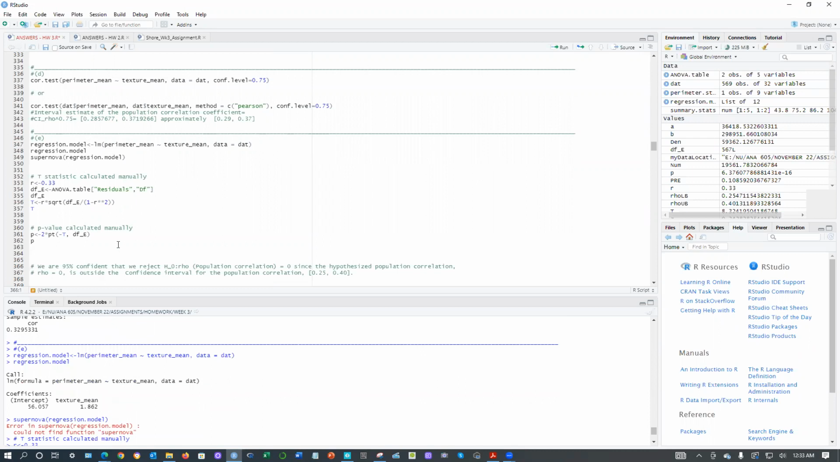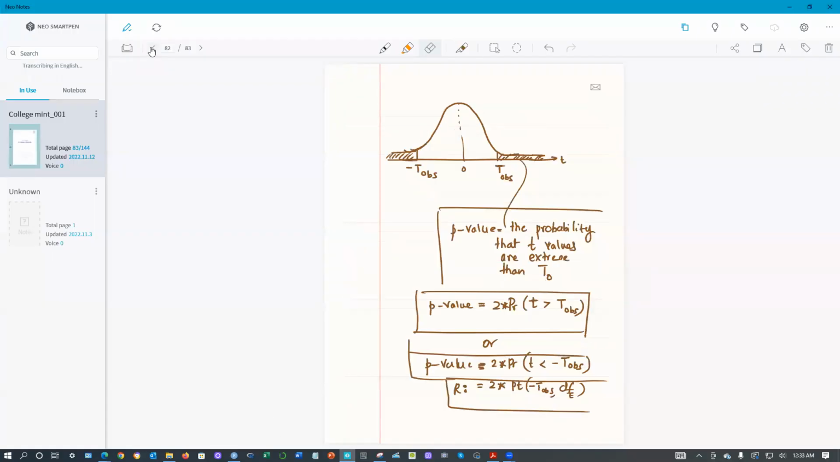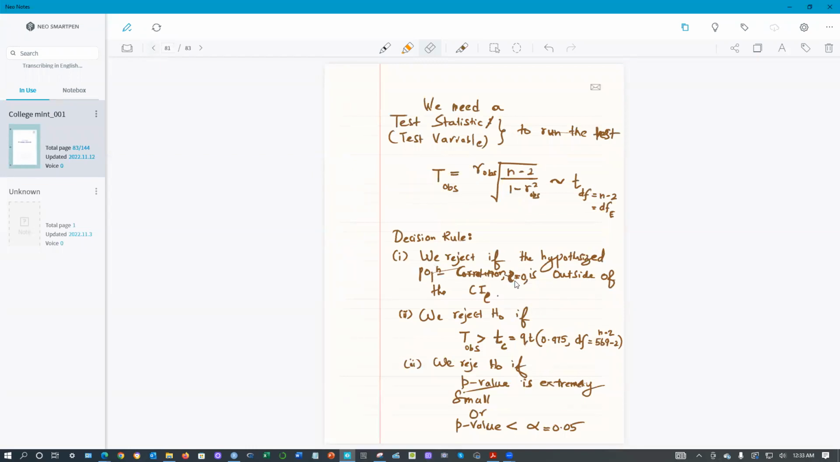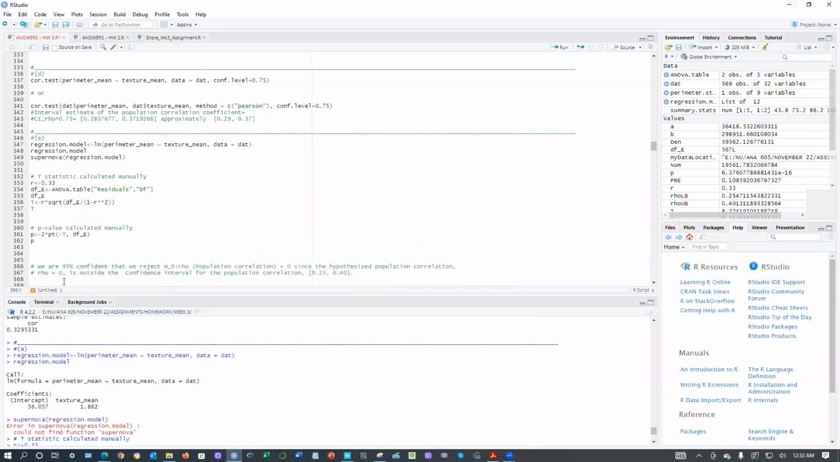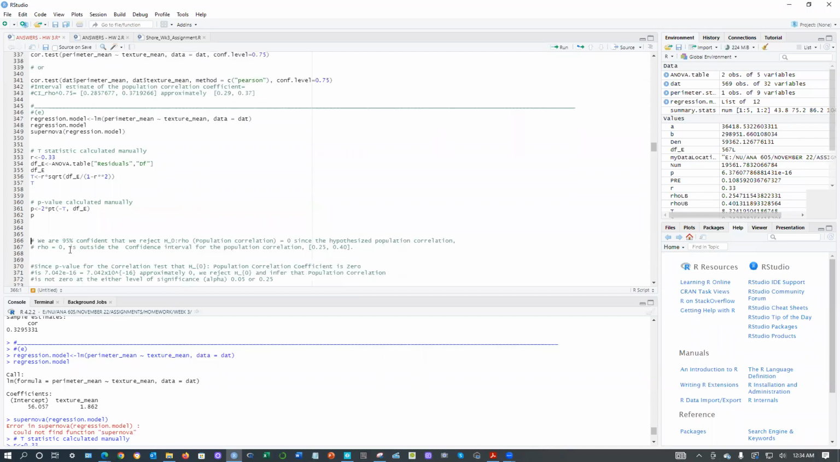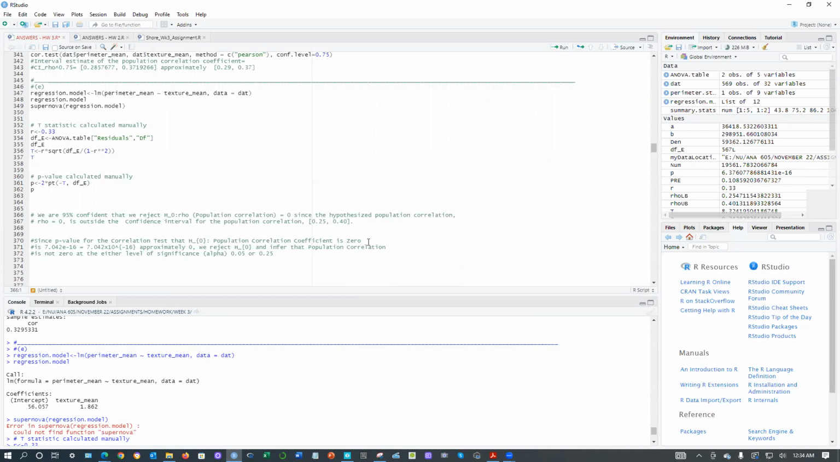Now we can say, with the aid of any of these, confidence intervals, three methods we can utilize. I'm going to utilize this one. I'm going to see whether my hypothesis, rho equals 0, is within or outside the confidence interval. We are 95% confident that we reject H naught, that the population correlation rho is 0, since the hypothesized population correlation rho equals 0 is outside the confidence interval for the population correlation. Therefore, we reject H naught. Similarly, since the P value of the correlation test, where the population correlation is 0, is almost zero, we reject H naught and infer that the population correlation is not zero at either level of significance, 0.05 or 0.25. 0.25 when we consider 95%, and 0.25 we consider 75%.